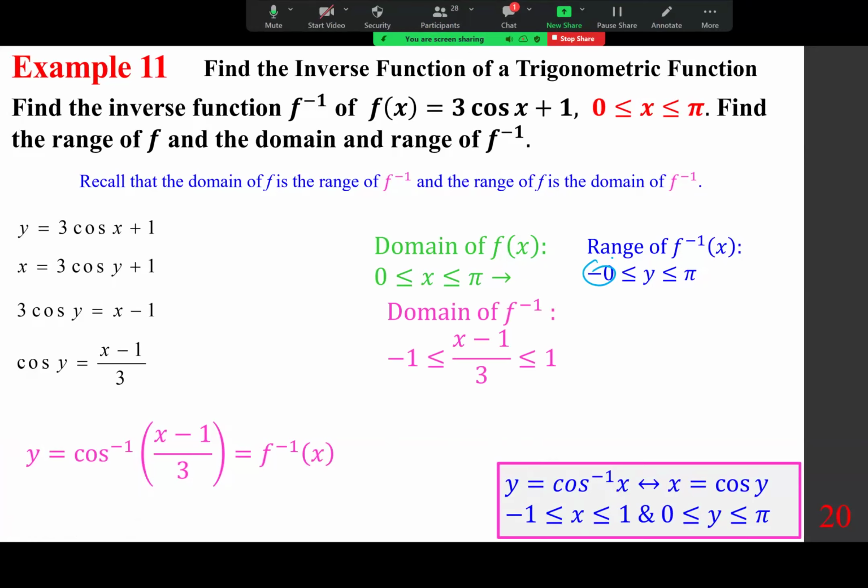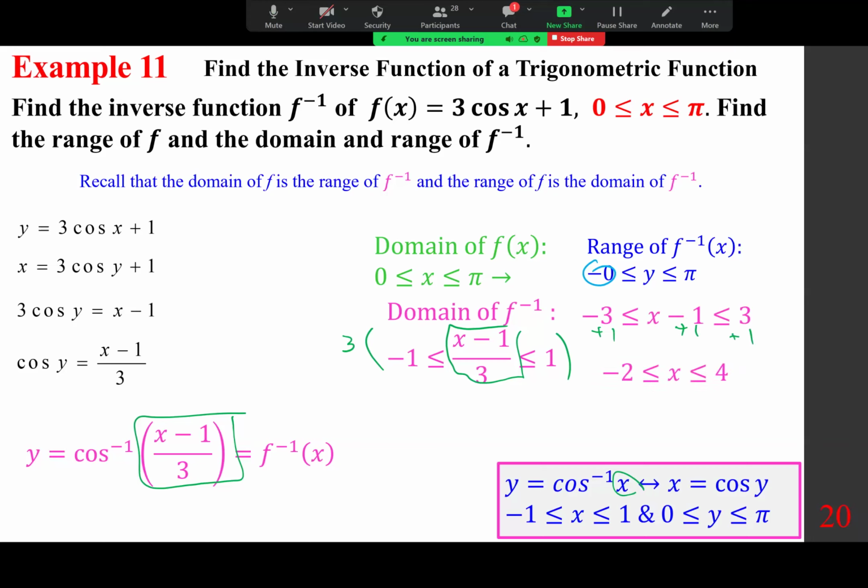Now, domain of f inverse, if you look at this expression, going back to x is between negative 1 and 1, that means this or this, doesn't matter, must be between negative 1 and 1. So we are going to multiply by 3. We are going to add 1. X is between negative 2 and 4. That means the range for f also must be between negative 2 and 4.